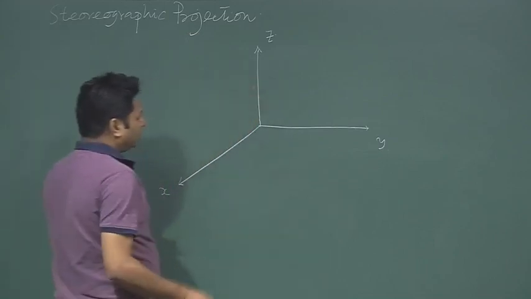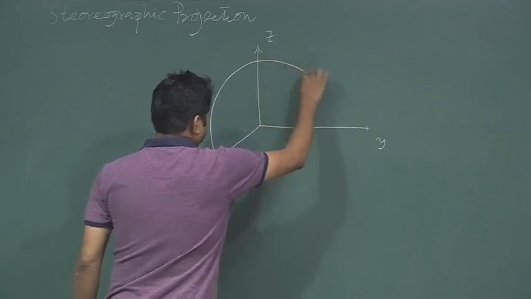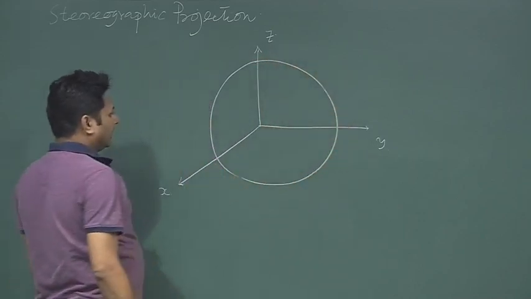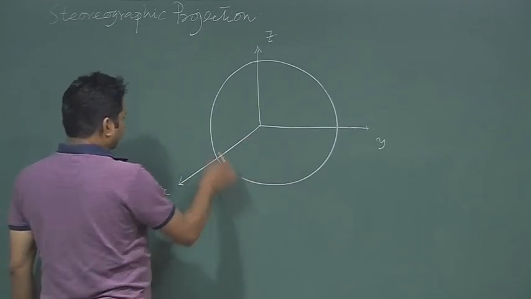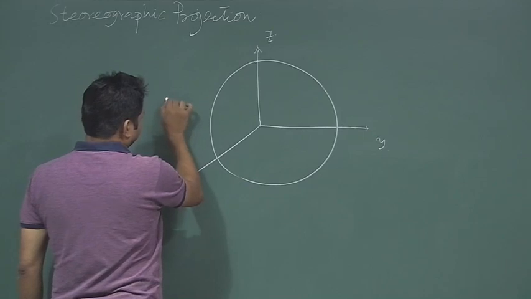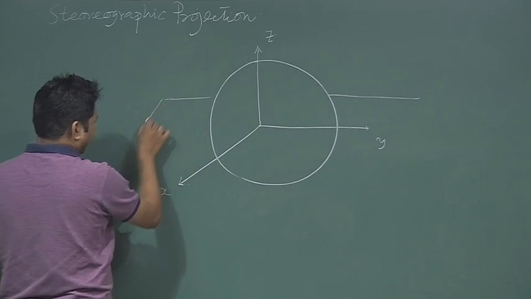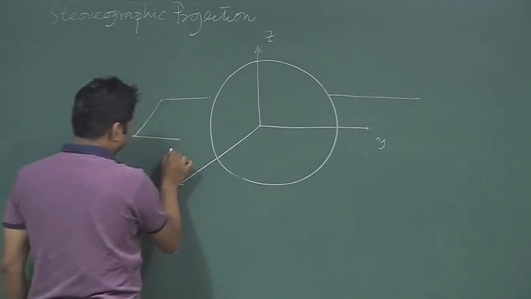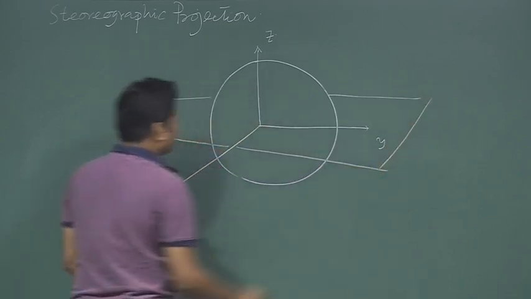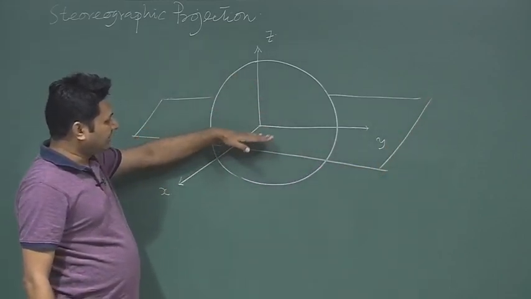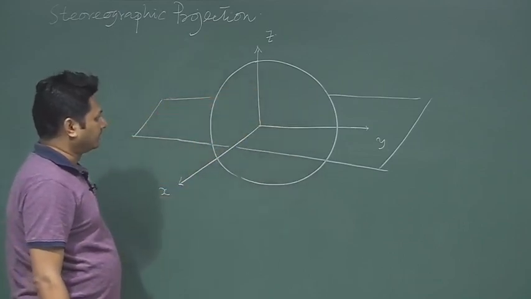And now I draw a unit sphere over that, encircling this particular coordinate system, where the plane is something like this. This is the plane, and the circle is exactly in the middle, so that the plane falls in this way.